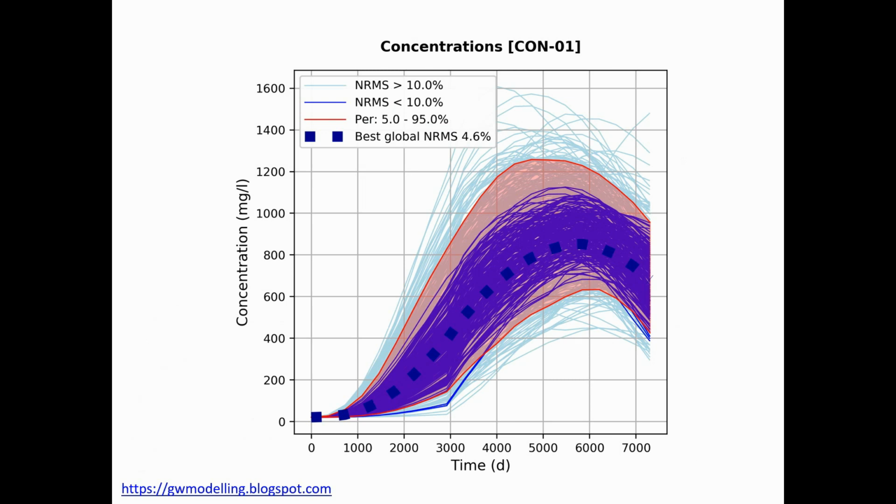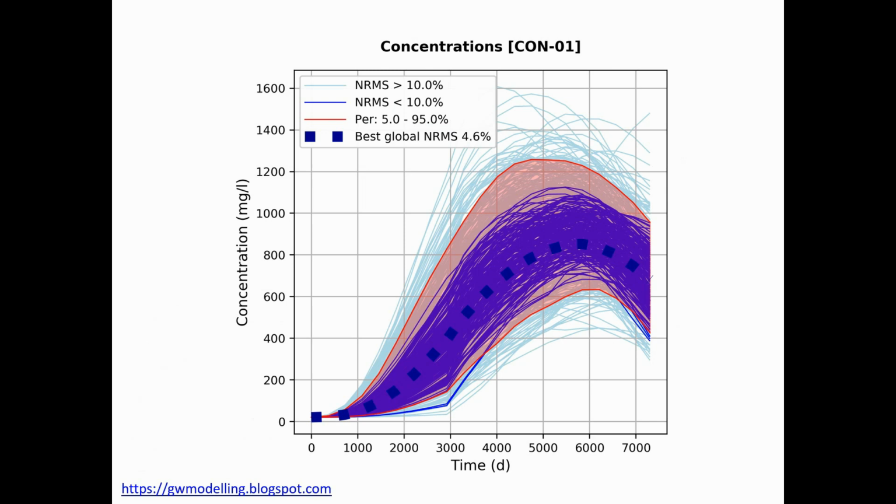As you can see, GSMOD is able to separate the stochastic runs that are considered to have a good calibration, the lines in darker blue, from the ones that are considered to have a bad calibration, the lines in lighter blue, based on a user-defined criteria, which in this case is a normalized root mean square error higher or lower than 10%.